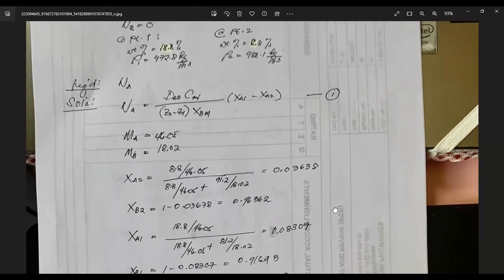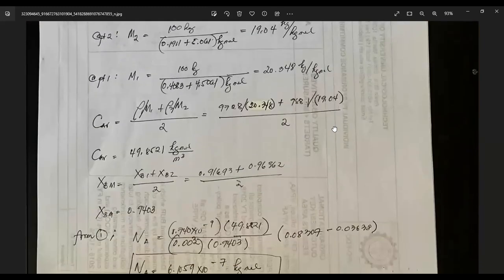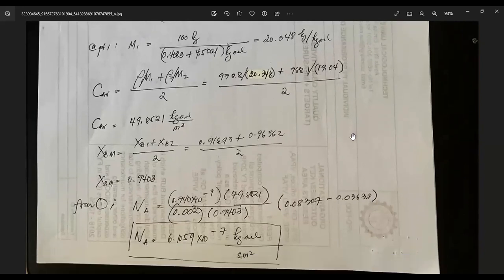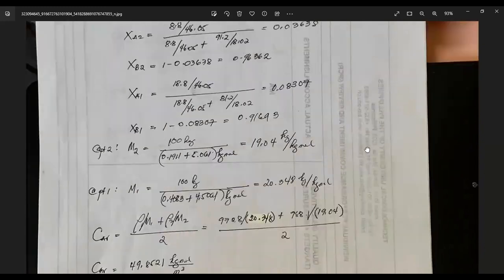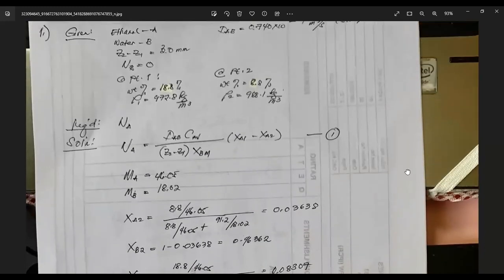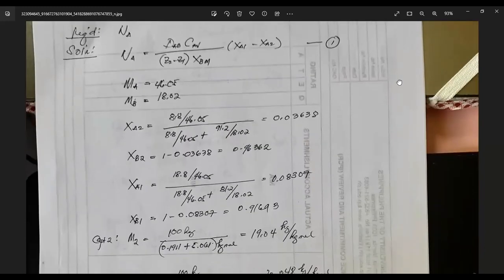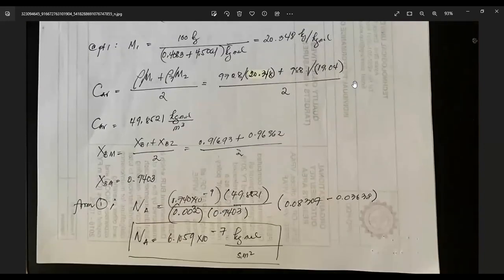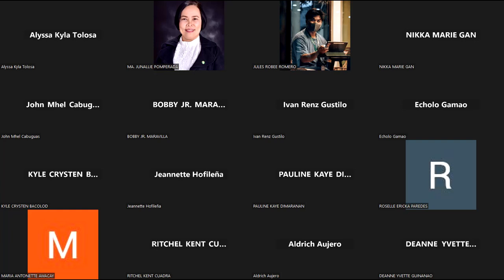This is it for those who solved number 1. So this is your solution. Quite lengthy compared to the solution, I think, of number 3. Number 3 is short, or is it number 2? I forgot. It's very short. Any question here? Okay. We'll go to the second problem.